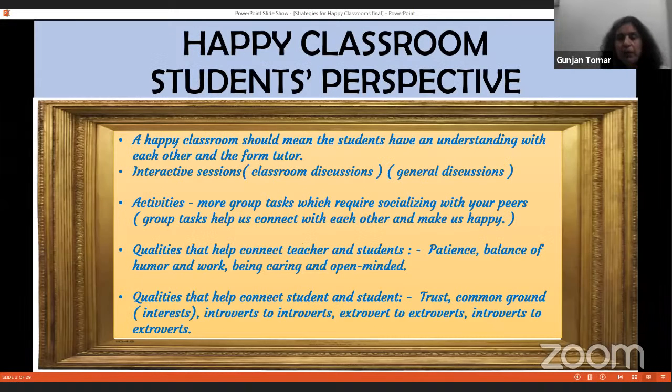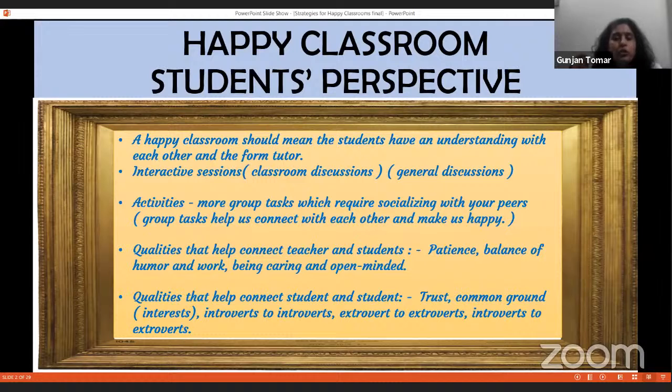To begin with, what are happy classrooms? I had asked my student what they feel is a happy classroom, and this is what my student Sia had written. What is her definition of a happy classroom? What she said is, a happy classroom should mean the students have an understanding with each other and the form tutor. Form tutor is the class homeroom tutor or the class teacher that we generally call. We call our class teachers, or the mother teacher, form tutor here.